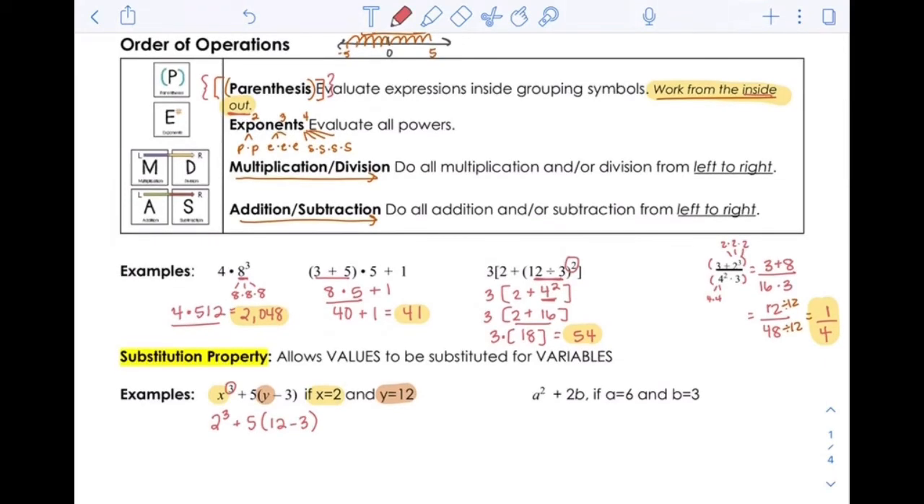I'm going to start with my parentheses first. 12 minus 3 is 9. I'm going to keep the parentheses and the 5 and the 2 to the third. Next, I have exponents. So I'm going to do 2 to the third, which is 2 times 2 times 2, which is 8, plus 5 times 9. Next, I have multiplication, 5 times 9. 5 times 9 is 45. And finally, I have 8 plus 45, which is 53.